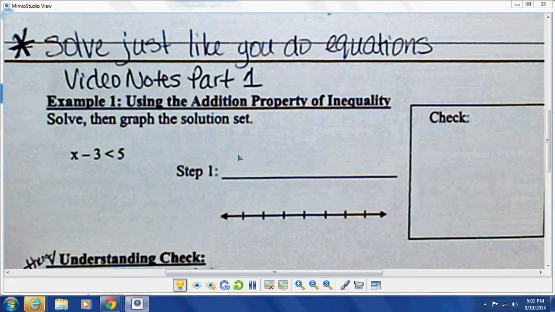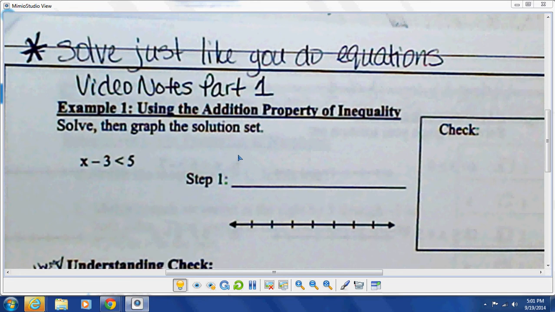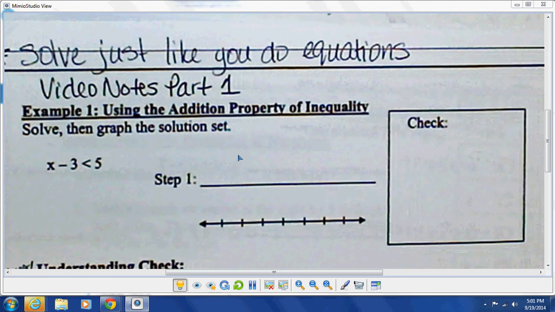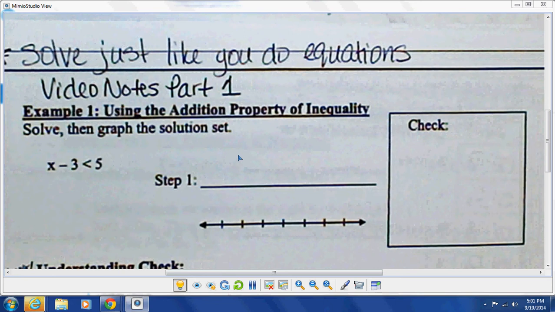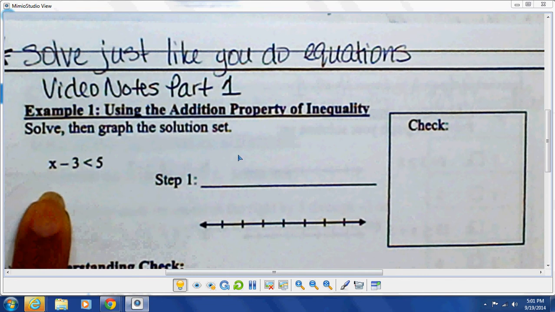Okay, and at the top here, I want you to go ahead and write that we're going to solve just like you do equations. Can't stress that enough. So you're not really doing anything new. The only thing that's different is you have inequality symbols instead of an equal sign. Okay, so it says solve, then graph the solution set.